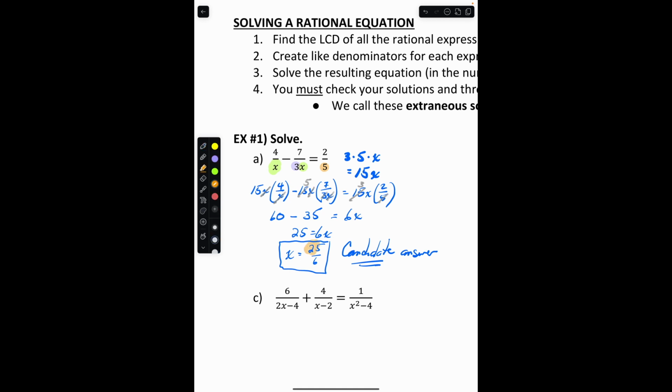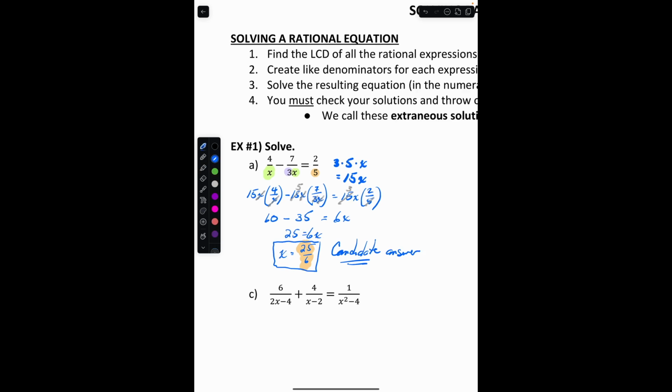So this 25/6, what I should technically do is plug that back into the original equation and see that it works. But I'm not going to take time to do that. On my answer sheet that I have for you, I do that. I've plugged the 25/6 in, and it works.